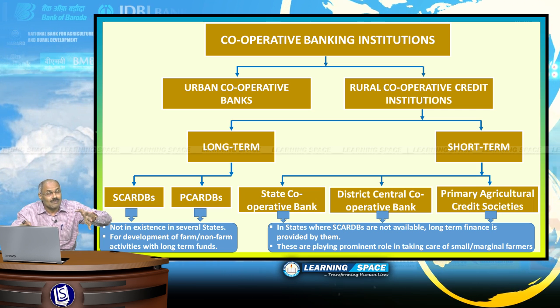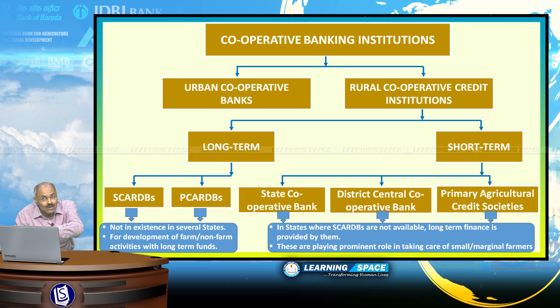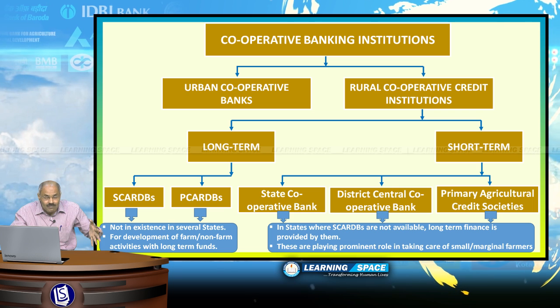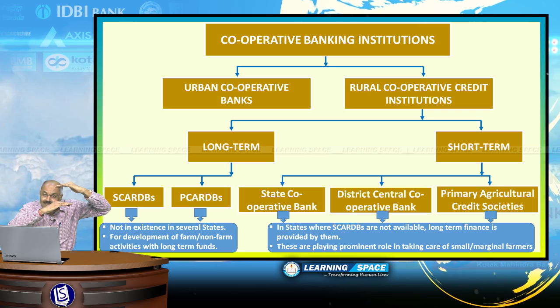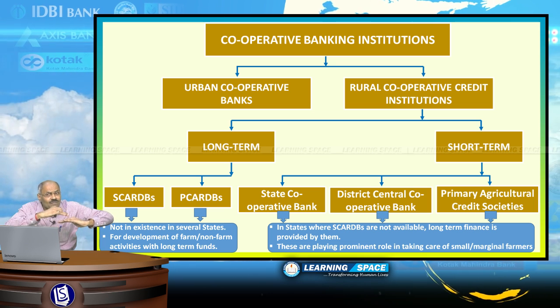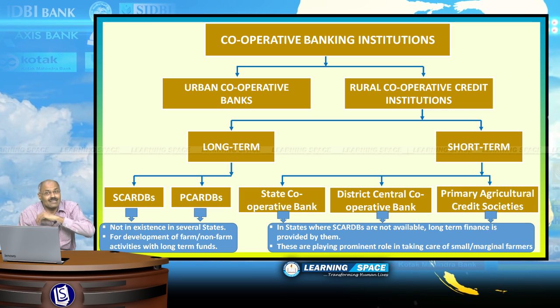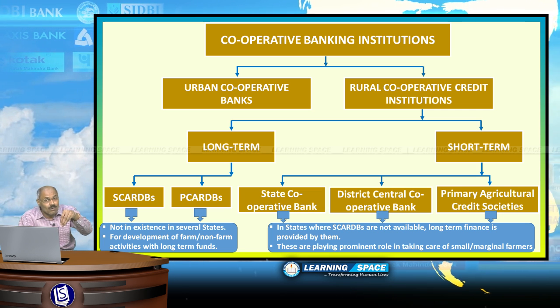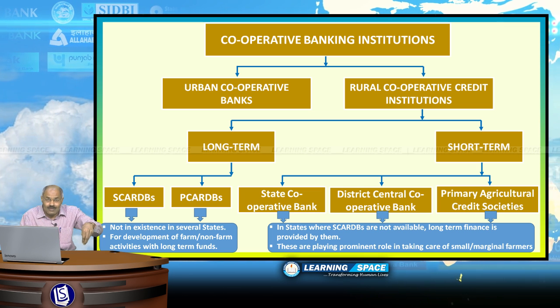Friends, we are going to discuss rural cooperative institutions, basically short term loans. That is a three-level structure. One is the state cooperative bank, the second is the district central cooperative bank, and the third is at village level, maybe for a group of villages, that is primary agricultural credit societies. So we are going to discuss these cooperative institutions in this class, right?